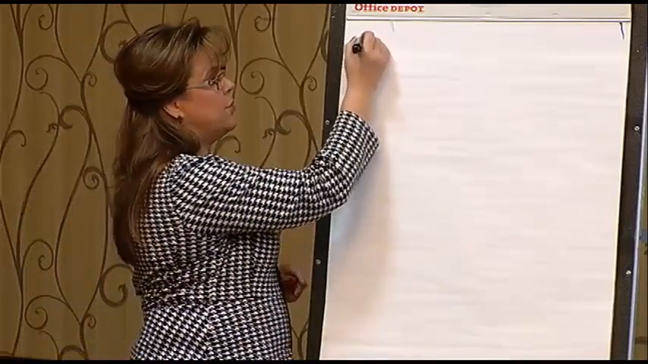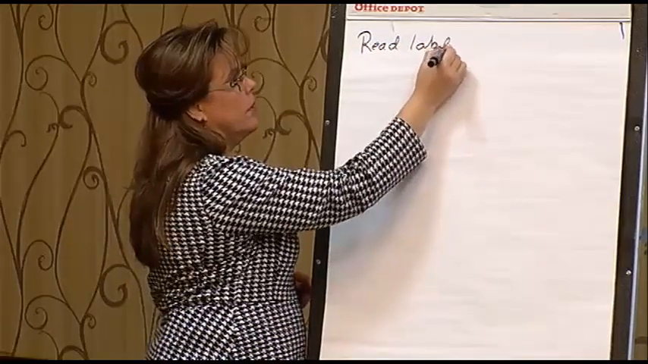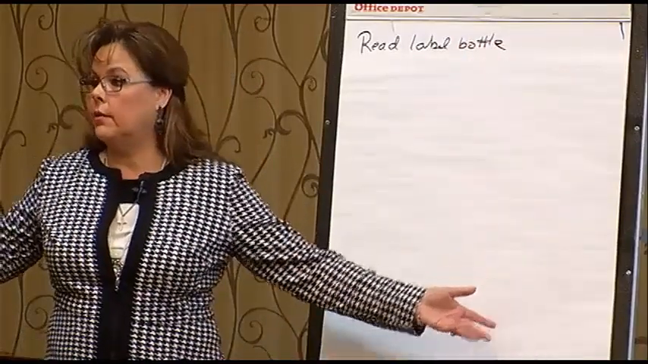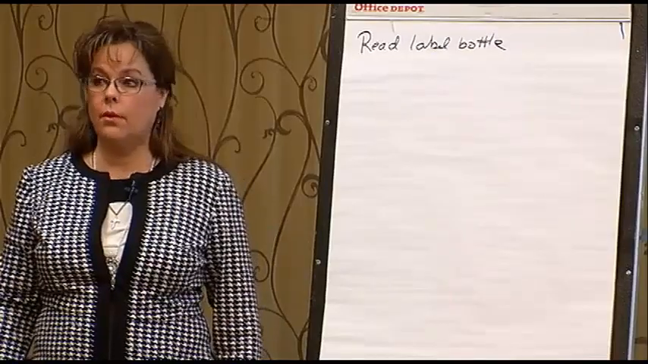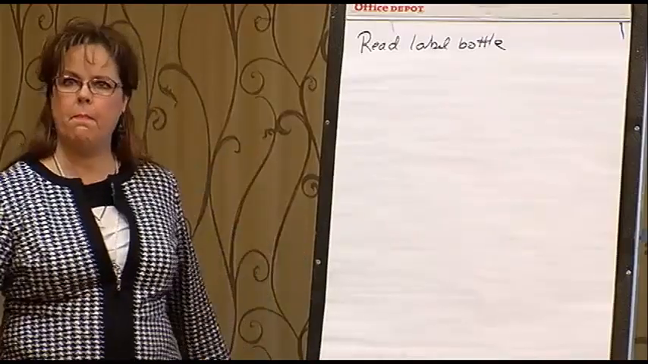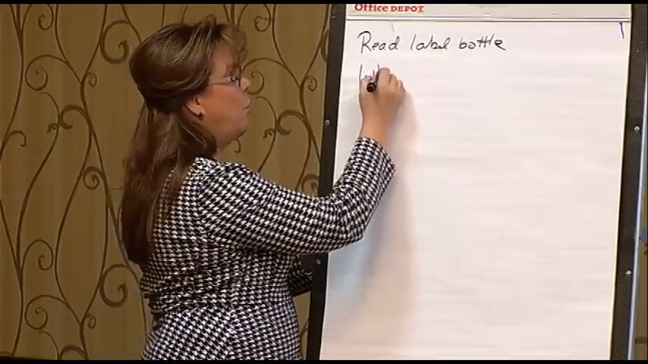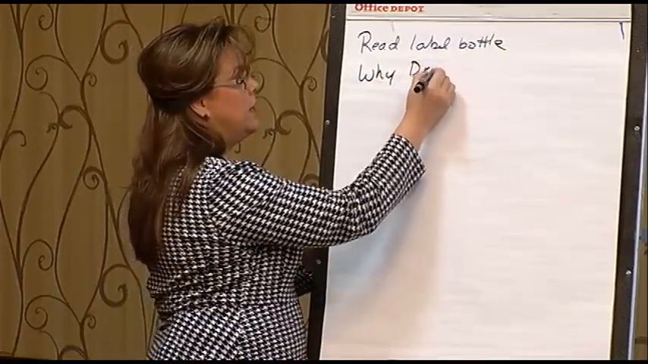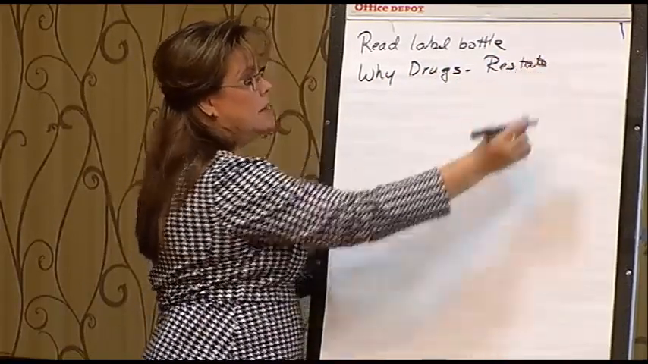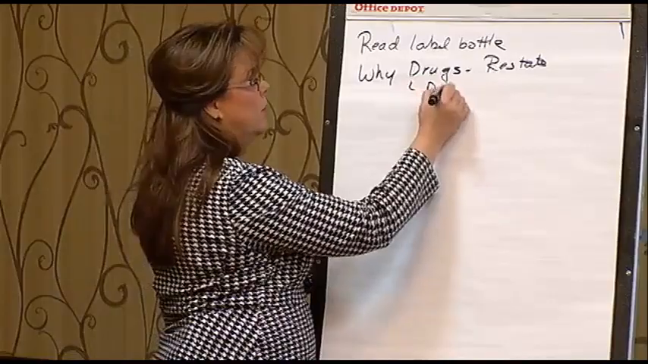One of the first things that we have to do is they need to be able to read the label on the bottle. Okay? So what if they can't read? Okay, so what are you going to do if they can't read? What other steps do they have to do? Just start telling me what they are. I'm going to write them down. First off, you want to know why. Okay, they need to know why and understand why you're taking the drugs and be able to restate it. Okay. What does it do?